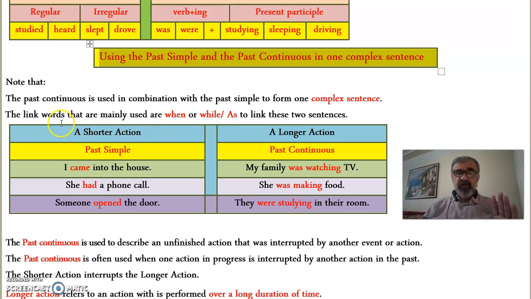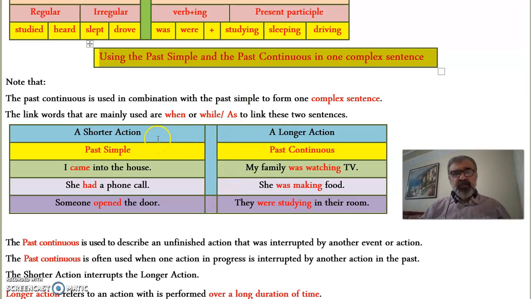Now, the link words, this is very important. Just imagine how you can join two sentences without link words. You could. It's a different approach. You could use a period and a capital letter. You could use a semicolon. But this is not good, actually. When you communicate, when you write, you have to show how good you are in joining sentences together. And the only way to do that is to use link words or transitions. Now, the major link words that we are going to use are when, while, and as, because they allow us to join the past continuous and the past simple together.